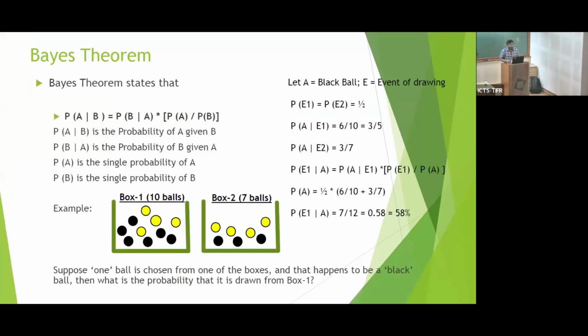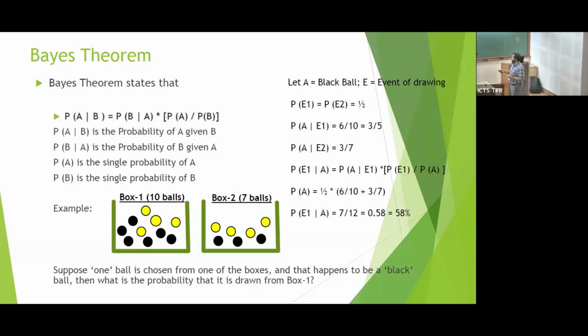So let us learn about Bayes theorem. What does Bayes theorem say? If you are about to calculate the probability of A given B, it should be a multiple of the probability of B given A with the individual probability ratio, P(A) by P(B). This is what Bayes theorem states. So let us learn it through a practical example.